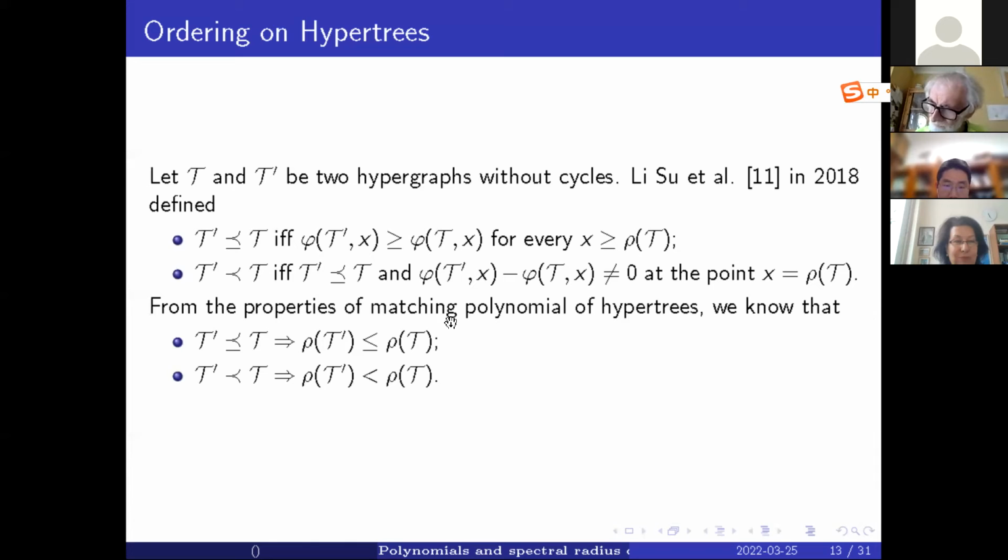From the properties of the matching polynomial of hypertrees, we know that if T prime is less than T, then we have this result: the spectral radius of T prime is less than or equal to the spectral radius of T. If the first inequality is strict, then this inequality is strict as well.